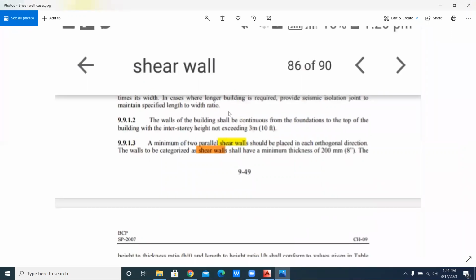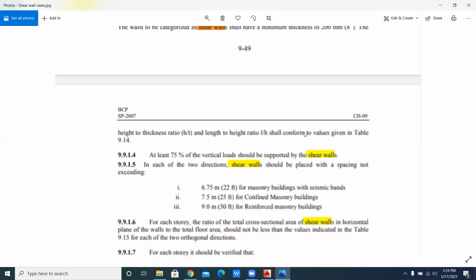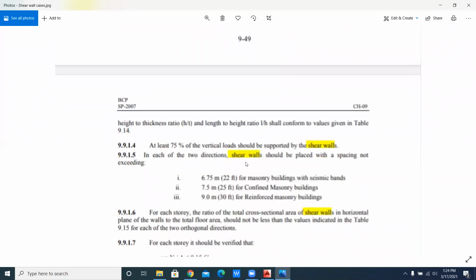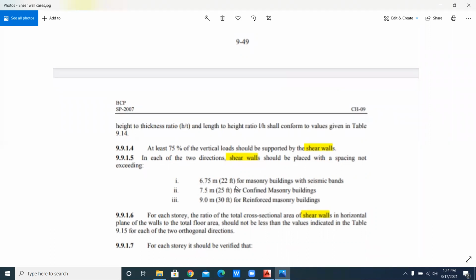As I told you, it shows that a minimum of 2 parallel shear walls should be placed in each orthogonal direction. The shear wall shall have a minimum thickness of 200 mm, that is 8 inch. This is what UBC code 97 says. Then there is a modification that in each of the two directions, shear walls should be placed with a spacing not exceeding 6.75 meter, that is 22 foot, for masonry buildings and 22 foot for confined masonry buildings. These are some of the specifications.